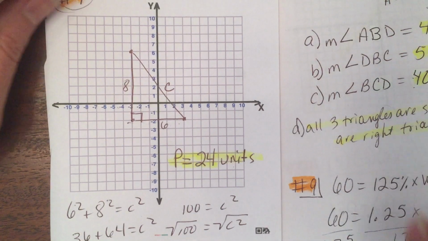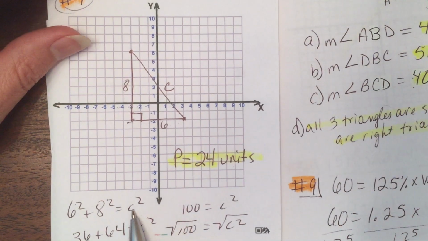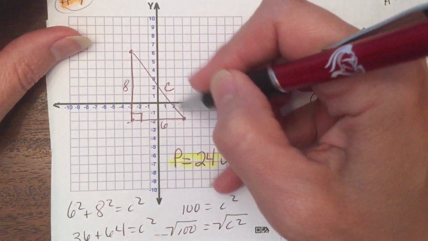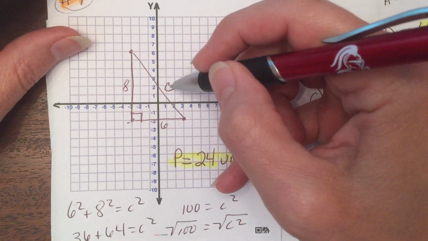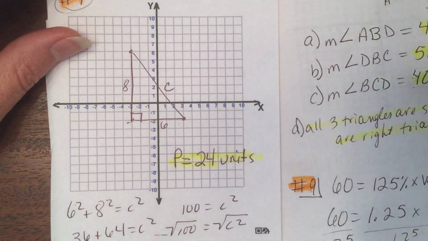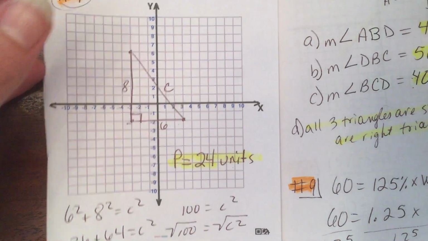So I used my Pythagorean theorem. The hypotenuse is the longest side. It goes here. I squared 6, I squared 8, and I added them, and I got 100 equal to c squared. But I want c, not c squared, so I have to square root both sides. So 10 is equal to c. That means this side, the hypotenuse side, measures 10. 10 plus 8 plus 6 is 24 units for the perimeter.